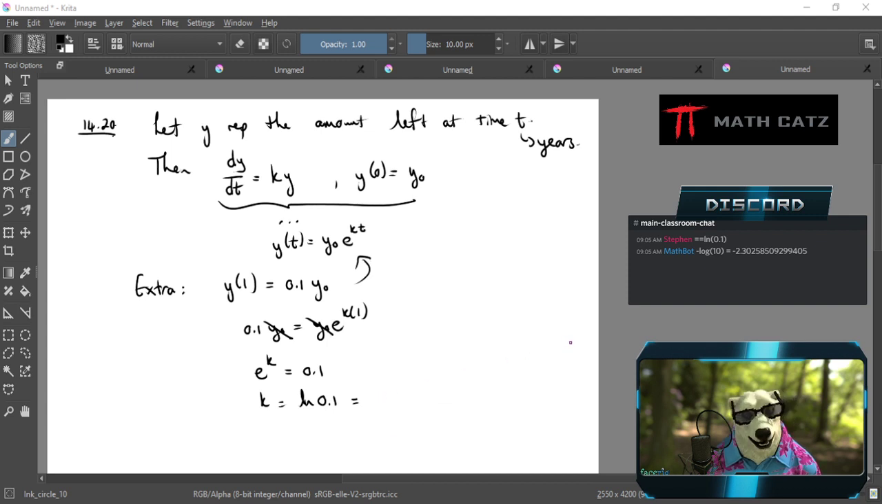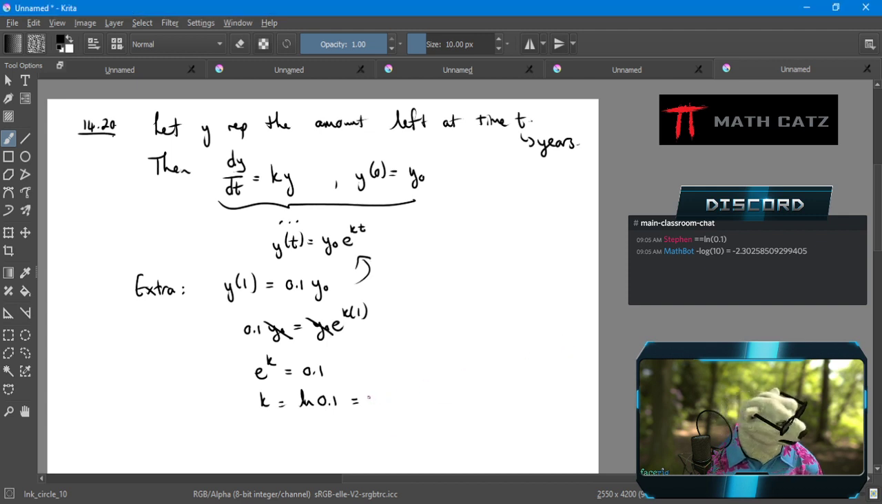I get negative 2.30 if I round to 2 decimal places.